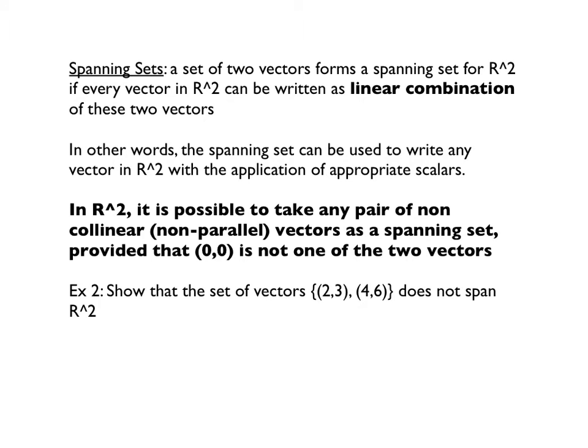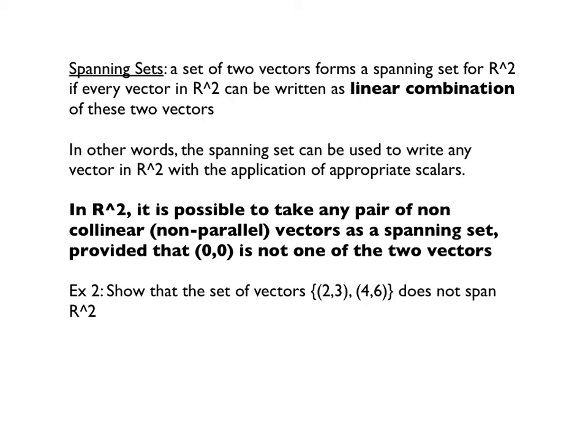So now let's talk about spanning sets. A set of two vectors forms a spanning set for R2 if every vector in R2 can be written as a linear combination of these two vectors. In other words, the spanning set can be used to write any vector in R2 with the application of appropriate scalars. So essentially, any two non-zero vectors can be written as a linear combination in 2D. So in R2, it's possible to take any pair of non-collinear, non-parallel vectors as a spanning set, provided that 0, 0 is not one of the two vectors. So it has to exist and it can't be collinear.